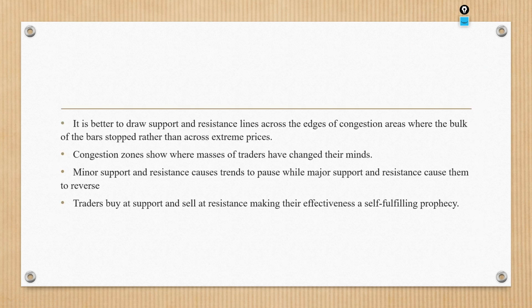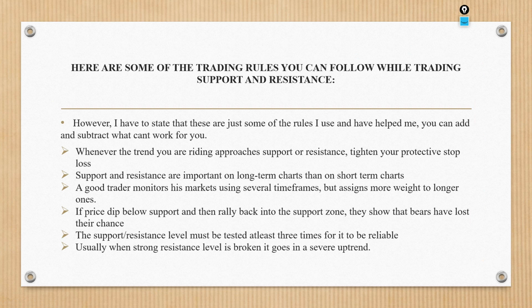It is better to draw support and resistance lines across the edges of congestion areas where the bulk of the bars stop, rather than across the extremes. So here is the thing, when we trade support and resistance, there are certain rules that can help us determine whether it is strong or not, or the rules that we can follow when trading.